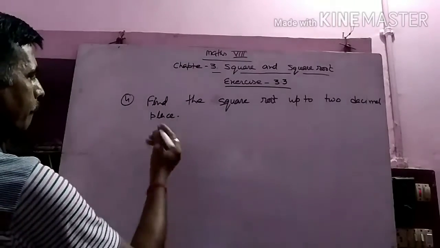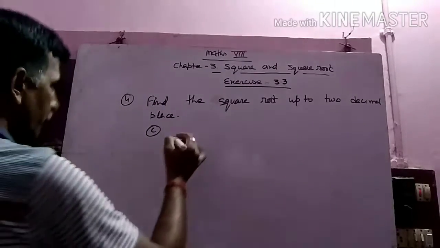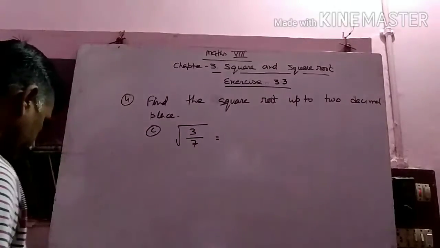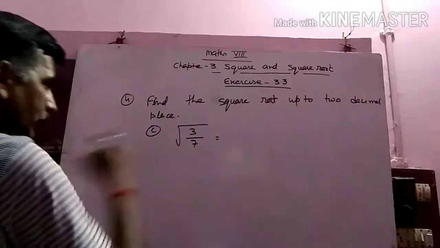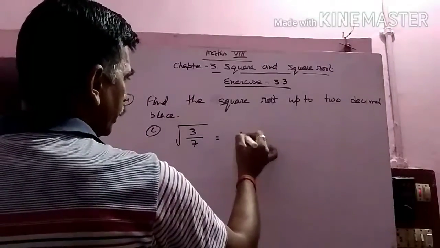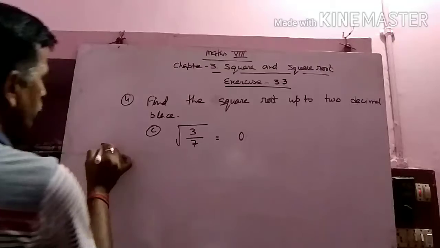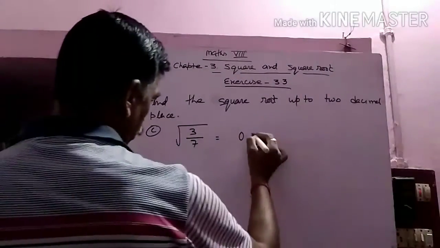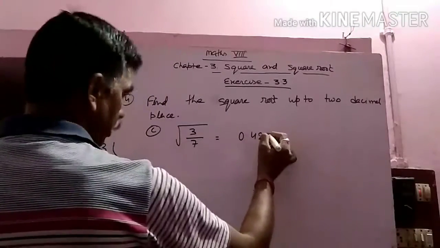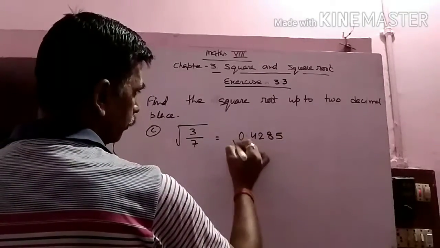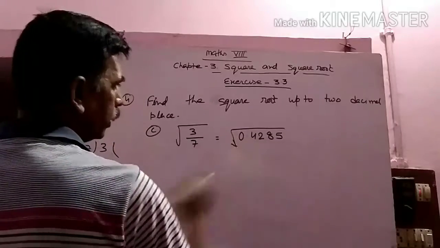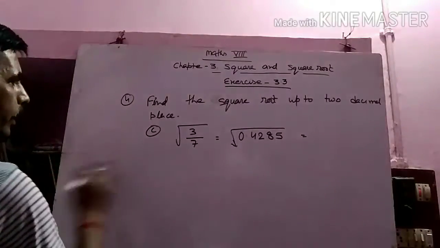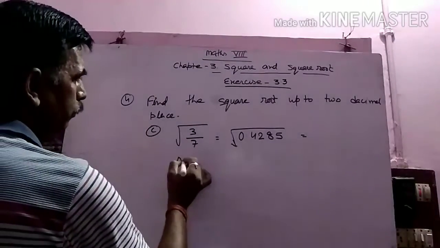Question number C. Root under 3 by 7. If we divide 3 by 7, you will get 0.4285. Inside the root, it means we have to find the square root of this number. Okay, so get the square root of this number.